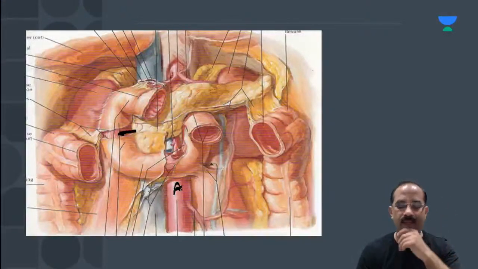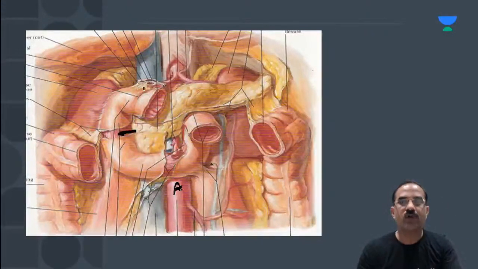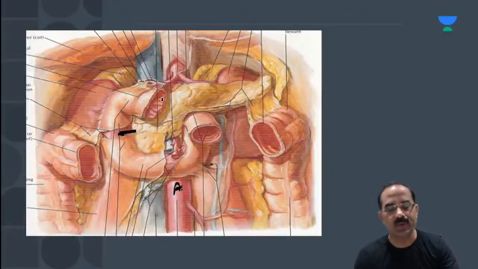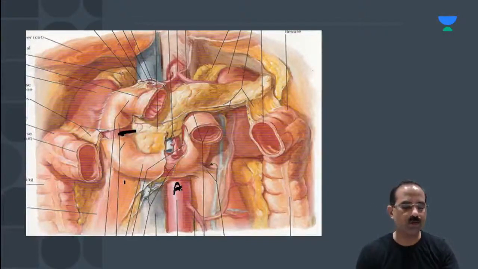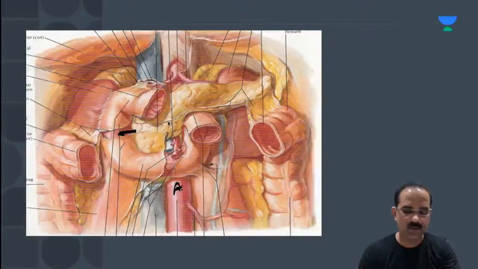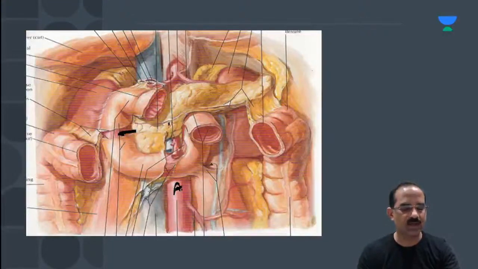So what is the blood supply of the duodenum? Above the opening of the bile duct would be the celiac trunk. Below the opening of the bile duct would be the superior mesenteric artery. Tell me, which branch of the celiac trunk is this? Yes, anyone? Answer. Which branch of the celiac trunk supplies the duodenum?